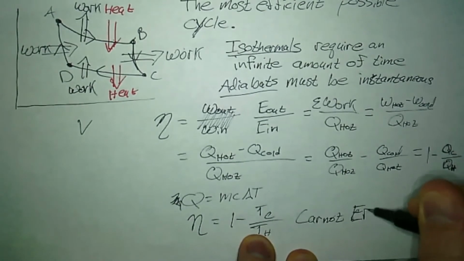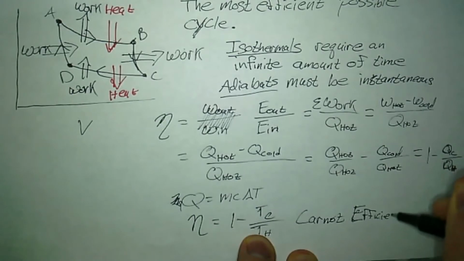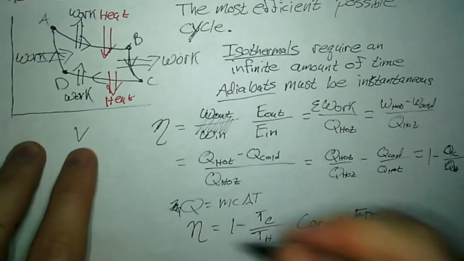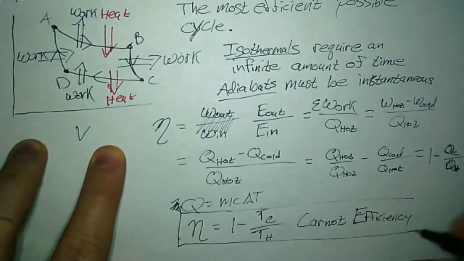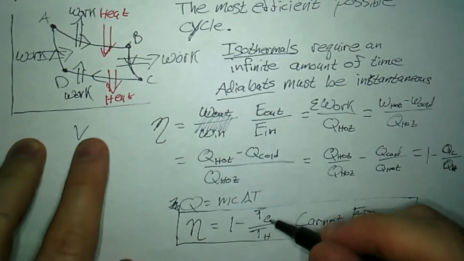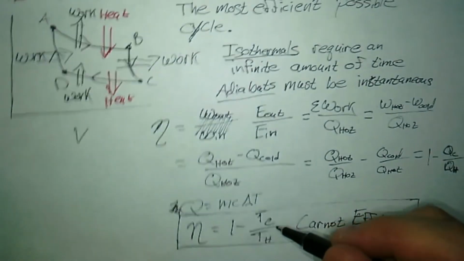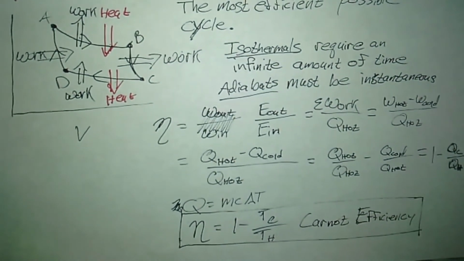Carnot efficiency is what we'll call that. And you can never be 100% efficient unless you were able to run this to an absolute zero reservoir. But as soon as you put any ounce of energy in a reservoir at absolute zero, it's no longer going to be absolute zero.